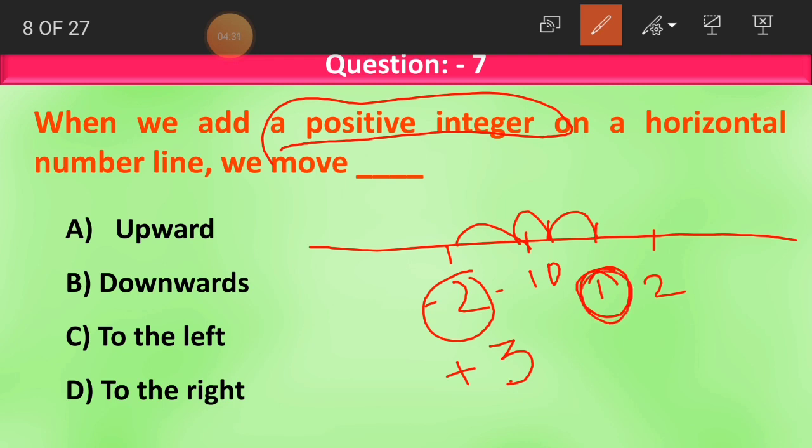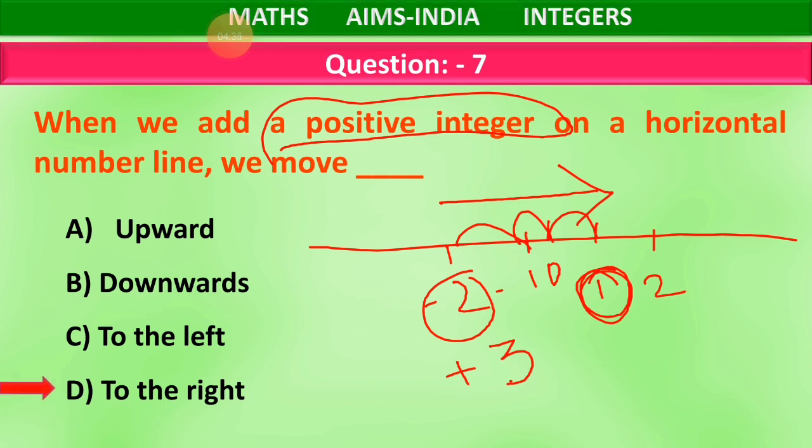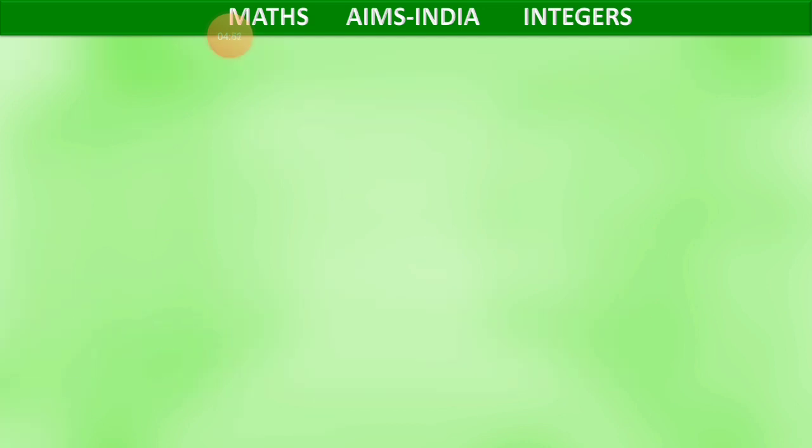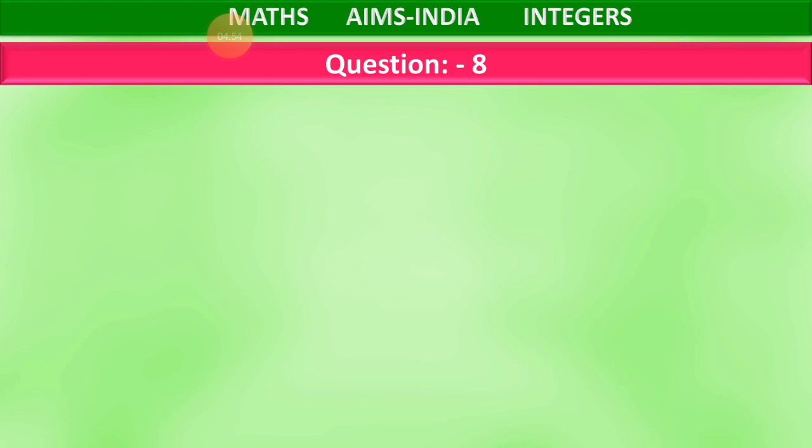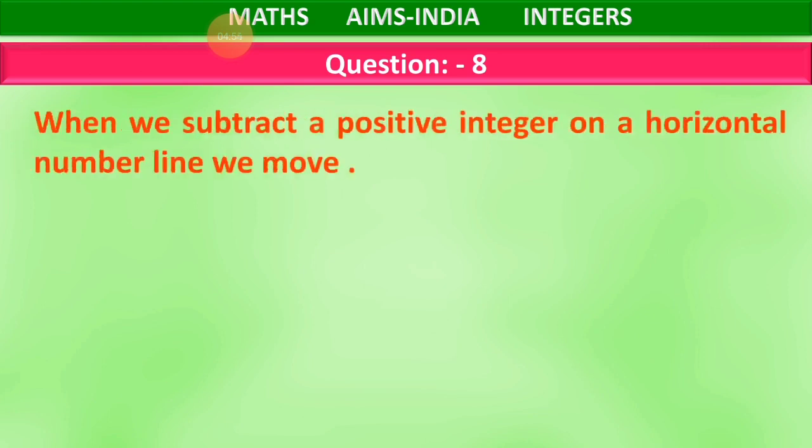Now how did I move? In which direction did I move? I moved towards my right. So the correct answer is right. So when such questions are asked, no worries if you don't remember the rule. You can just take a number line and solve it. Now you take an example of your own, solve it and then answer it. Okay children?